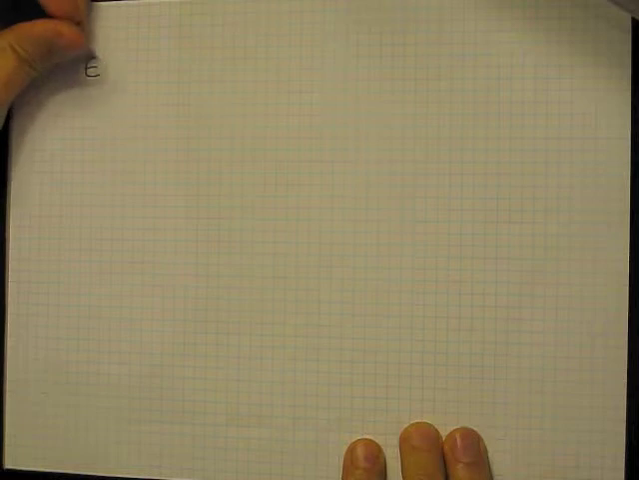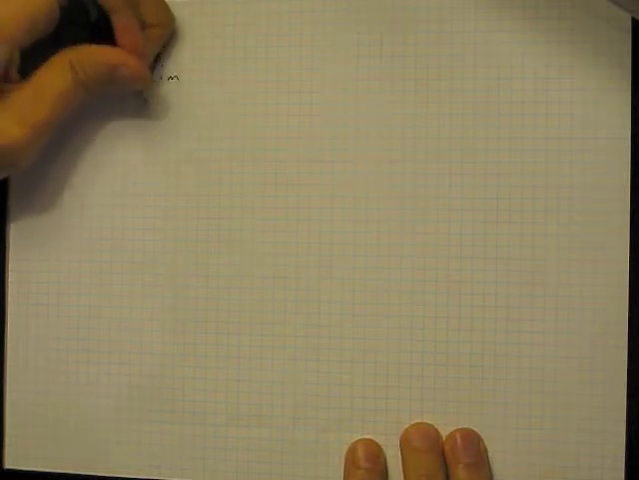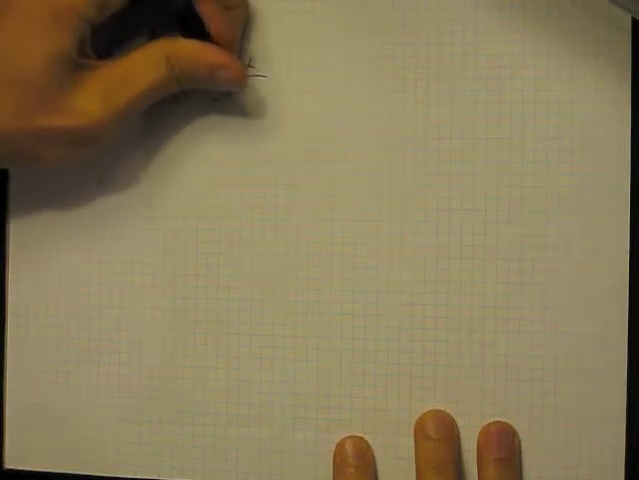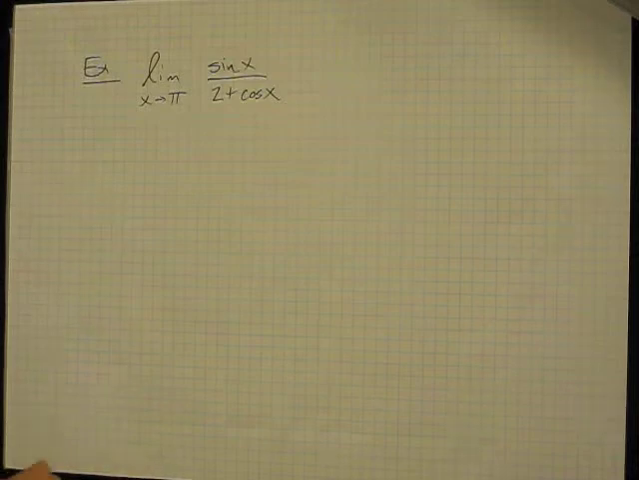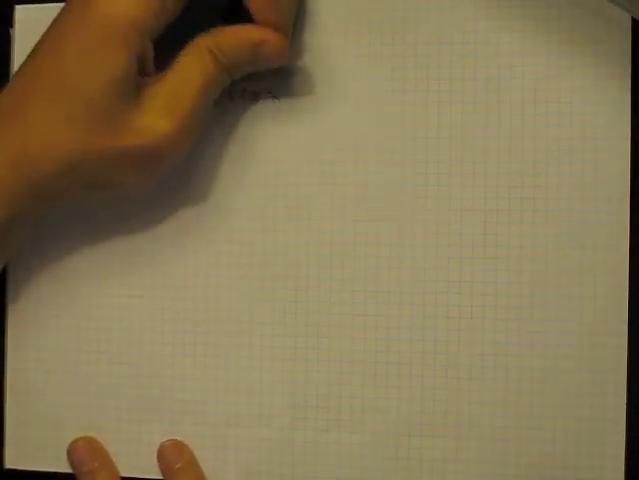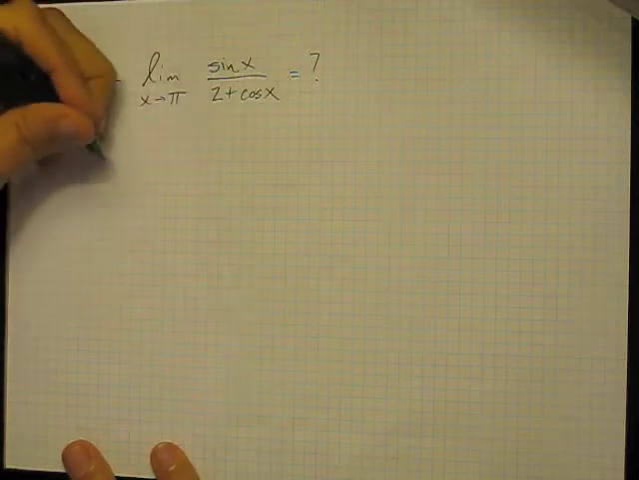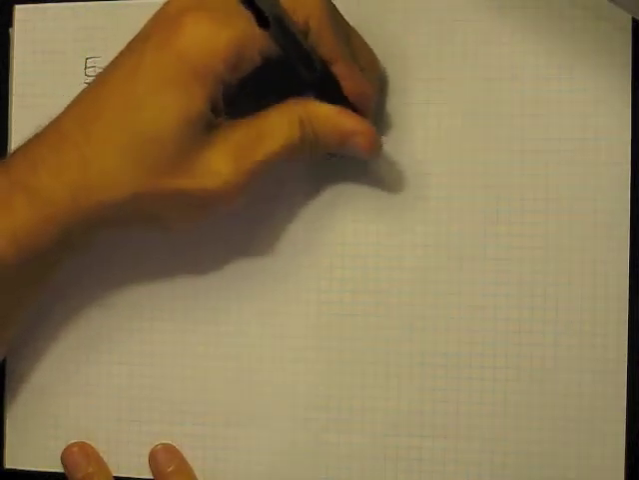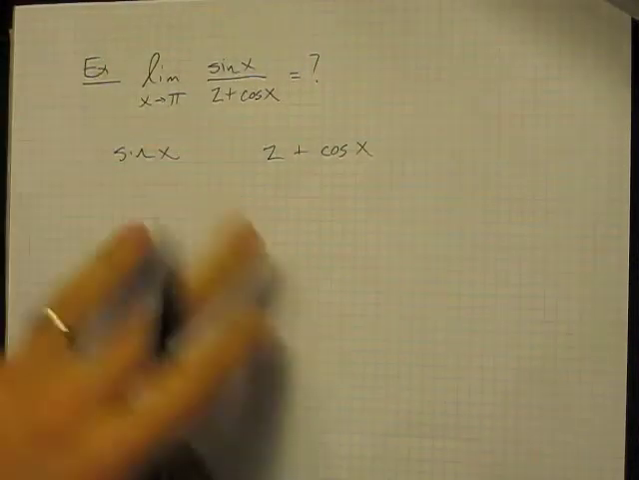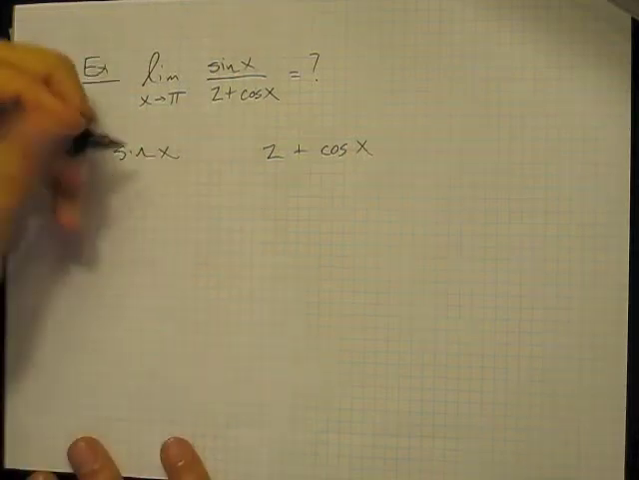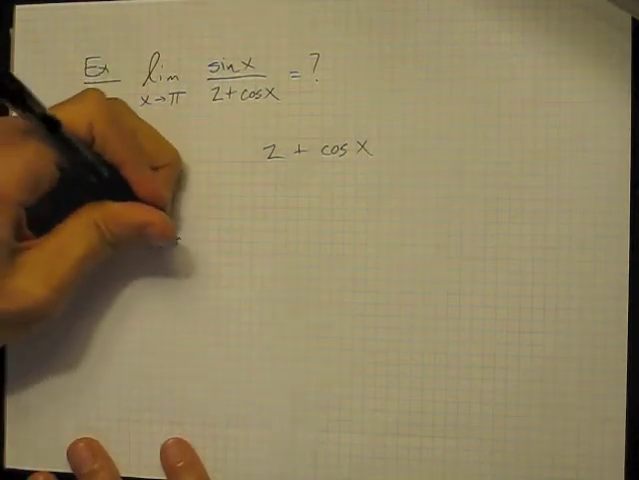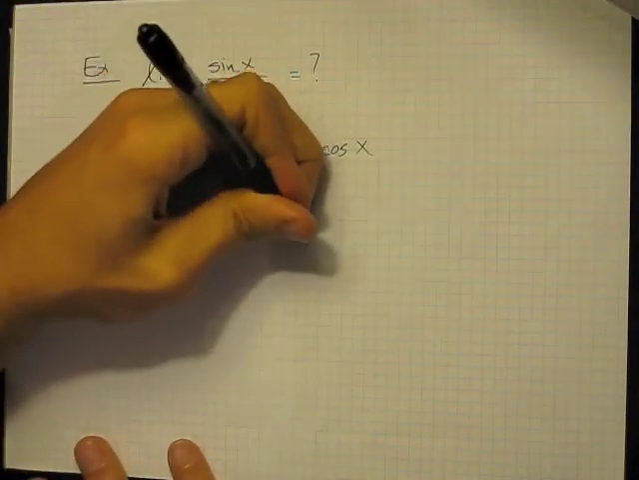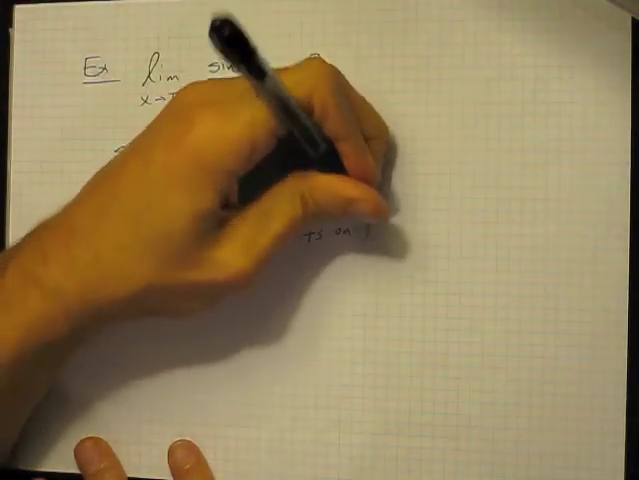All right, let's look at another example. Let's evaluate the limit as x goes to pi of the function sine of x over 2 plus cosine of x. Now the thing that we notice is this is a quotient of two functions. It's the quotient of sine of x and 2 plus cosine of x. So where are these two functions continuous? This function is continuous on all of the real numbers, and this function is continuous also on all of the real numbers.